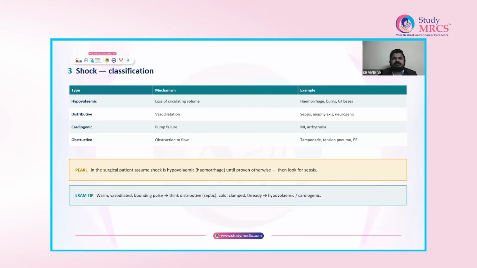And in a surgical patient, you have to consider shock as hypovolemic shock until proven otherwise. Suppose you have ruled out hypovolemic shock, then obviously you have to look for other causes of shock like sepsis or anaphylaxis, etc. So how will you distinguish distributive or septic shock from hypovolemic or cardiogenic shock?